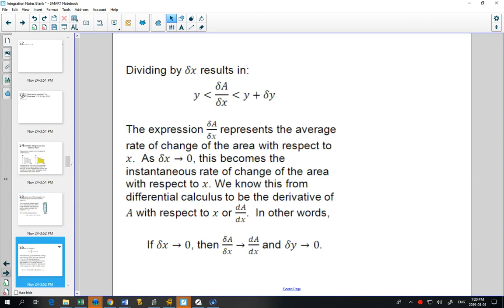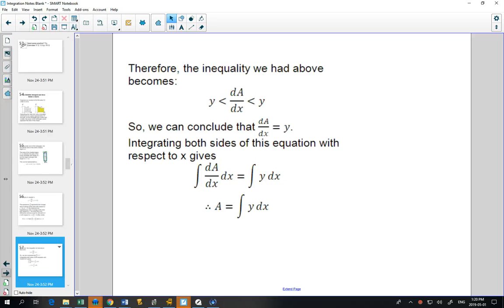And so in this equation, as this goes to 0, this becomes our derivative. And as this goes to 0, dy goes to 0. So our equation simplifies to just be that y is less than dA/dx is less than y.